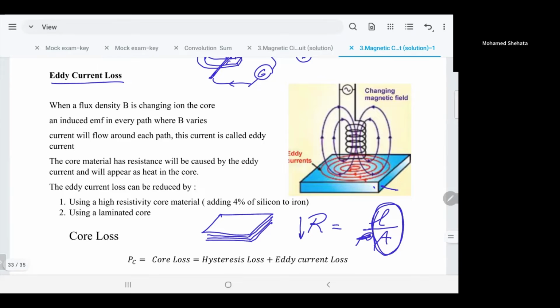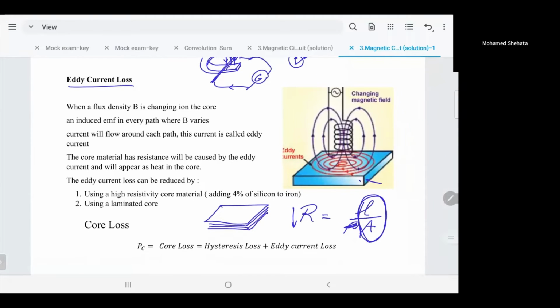That's why when you look at any transformer, you find sheets stuck to each other, but there's a thin insulation material between each plate and the other one. That's why they do it. Lamination of the core. That's what we call it. So that's how we reduce the eddy current.